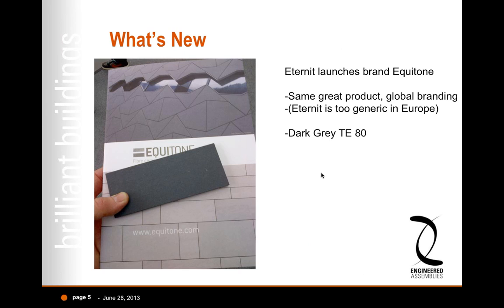Now, what's new about it, before I get into details, is Ethernet has launched a new brand called Equitone. That's because the word Ethernet in Europe is very generic. It's been around for over 100 years. So, in order to distance themselves and build their brand, they've created this brand. We've been launching this very slowly because we don't want people to be confused. Ethernet isn't generic in Canada. People find that word new, but they kind of remember it.